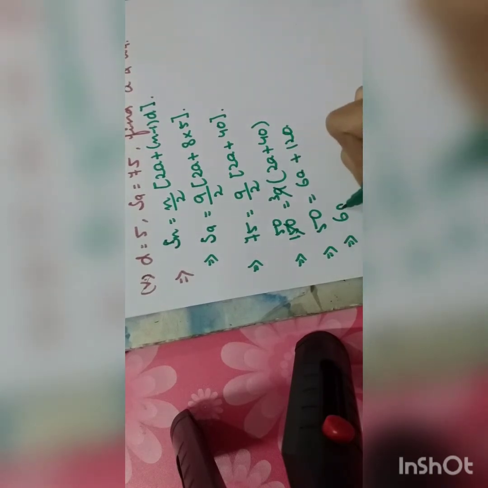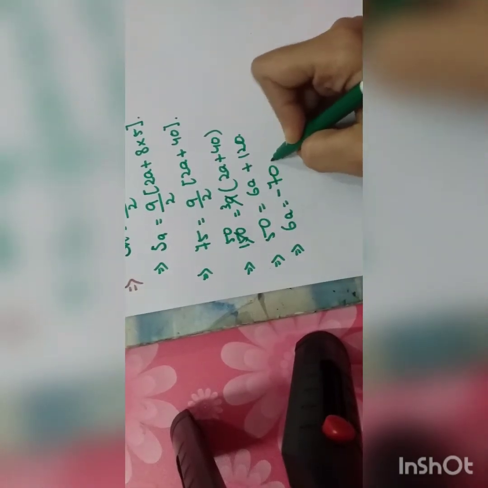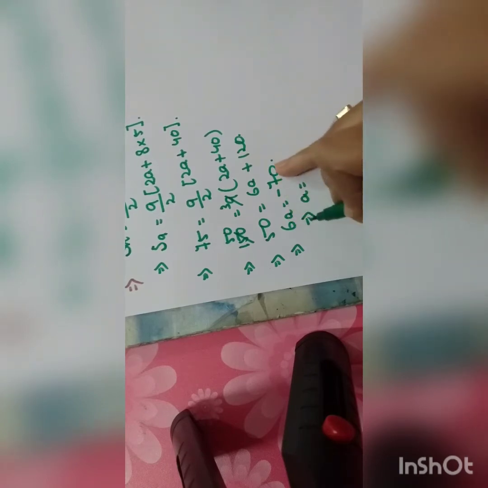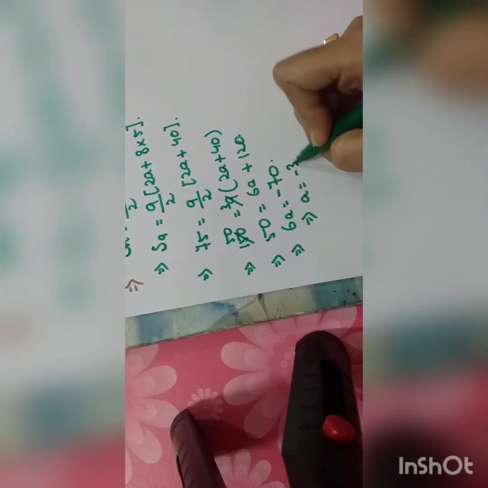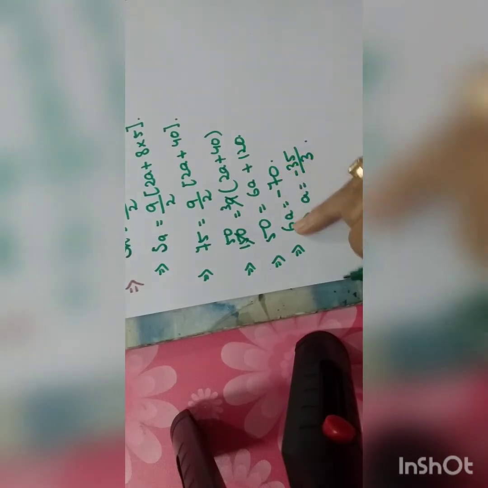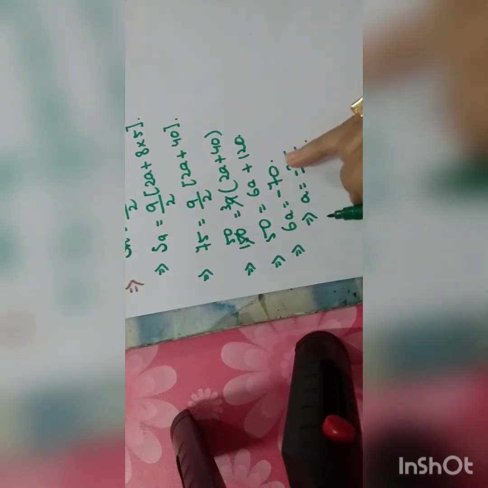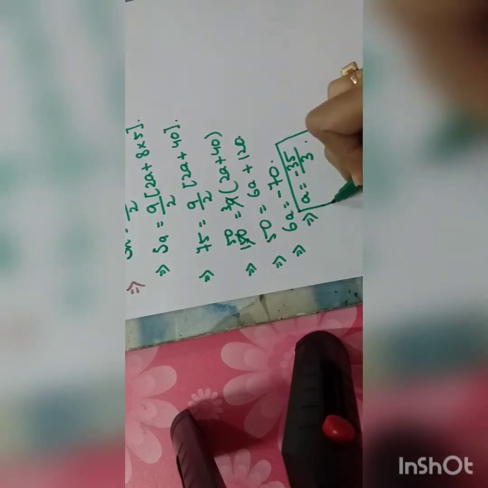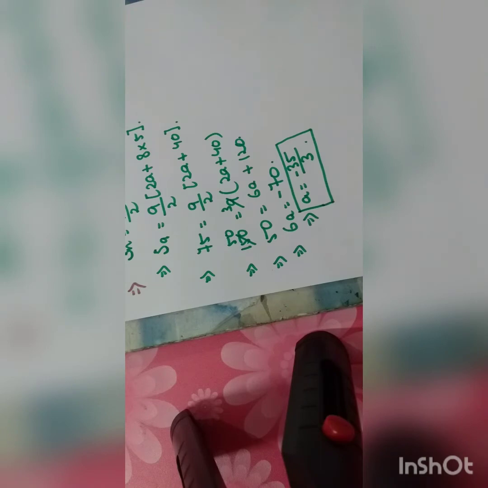So 6A will be 50 minus 120, that will be minus 70. So what will the A value be? When I simplify, this will get cancelled out with 2. So A will be minus 35 by 3. When I simplify it with 2, 2 35s are 70 and 2 3s are 6. So the value of A is minus 35 by 3. So the first part of the question I have solved, that is I have found the value of A.